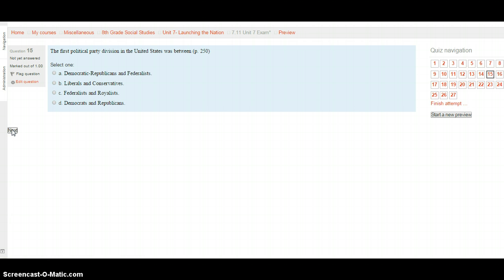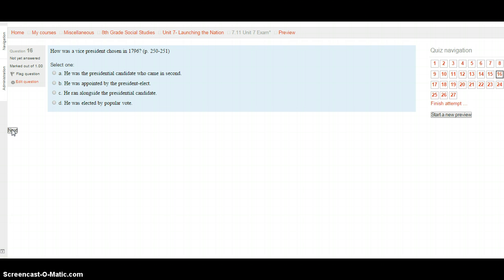Question 15. The first political party division in the United States was between A. The Democratic Republicans and Federalists, B. Liberals and Conservatives, C. Federalists and Royalists, or D. Democrats and Republicans. So go ahead and go to page 250, look for that answer, and hit Next when you're ready.